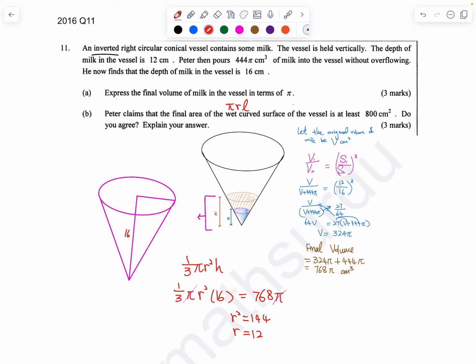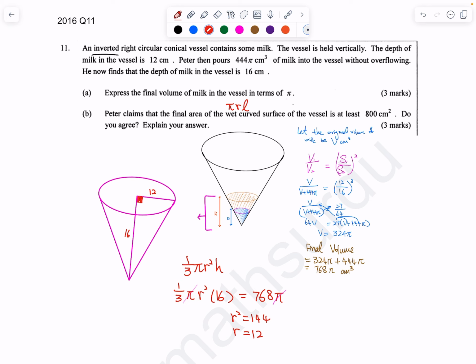So after finding r as 12, do you see anything special in the figure? Yes, there's a right angle triangle there. So Pythagoras theorem: a square plus b square equals c square. Yes, that thing.